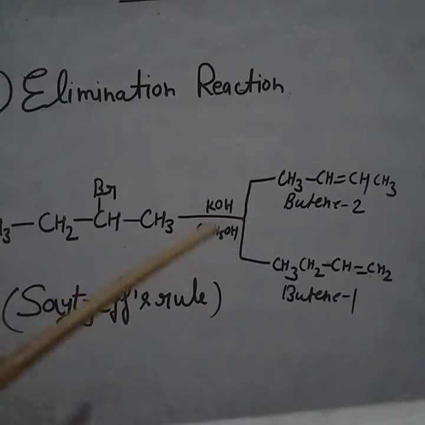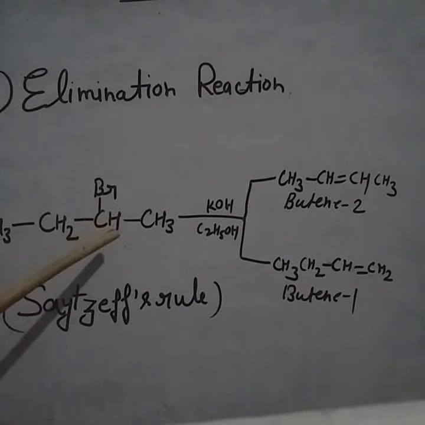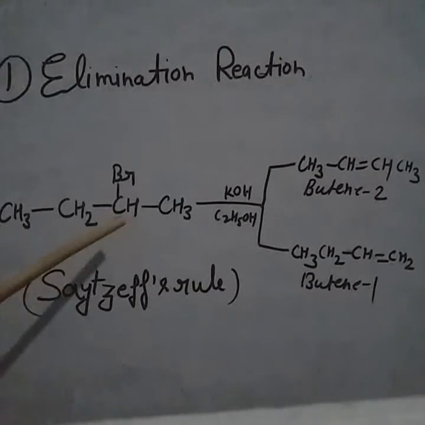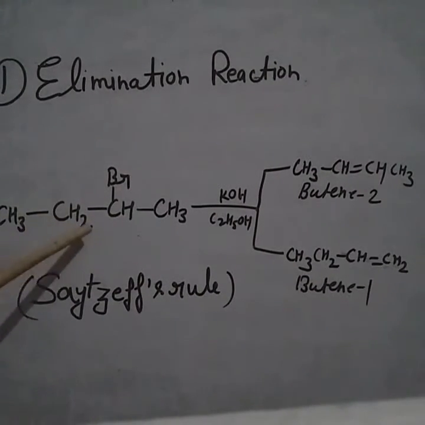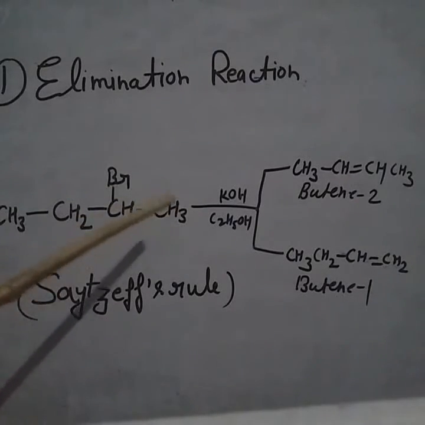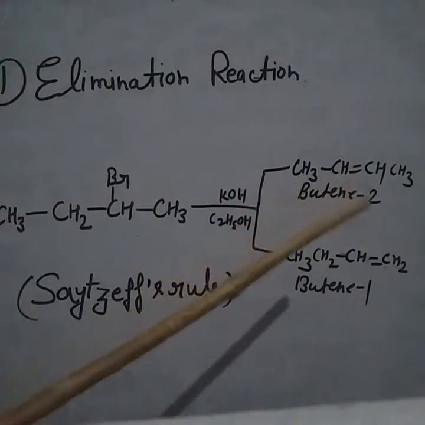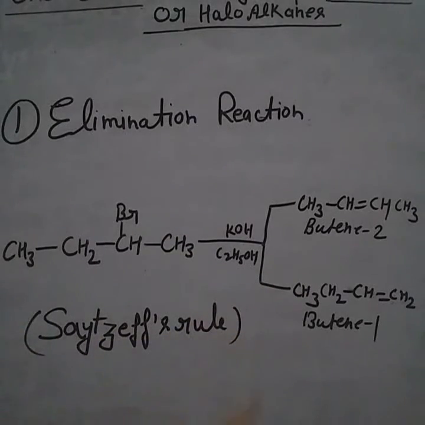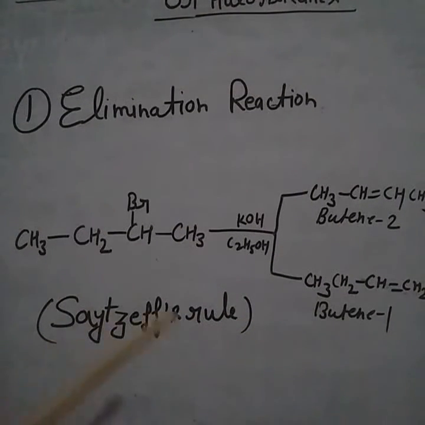In the first step, this carbon has the least number of hydrogens, then it forms butene-1, and this carbon has more alkyl substituents, then butene-2 is formed. This process is called the Saytzeff rule. Then the elimination reaction is finished. Next reaction is the reduction reaction.